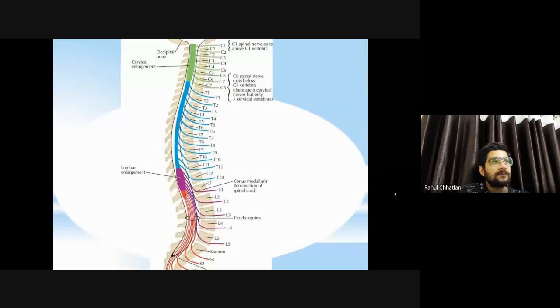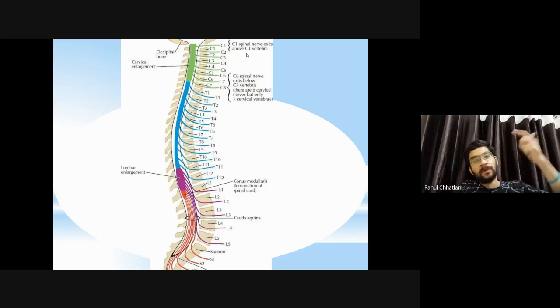This is the level. Just below the occipital level, you can see the C1 cervical nerve exits above the C1 vertebra. The C8 nerve exits below the C7 vertebra. Now here you have to remember how each one of them is moving out. The C1 spinal nerve exits above the C1 vertebra. Understand, the spinal nerve is nerve, and the vertebrae are bones. It exits above the bone.